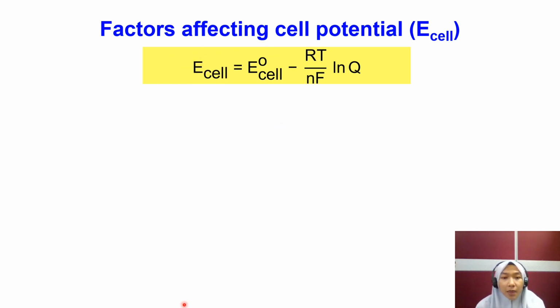Temperature. Everything that affects the temperature will affect the E cell. The number of moles, n, and also the Q. R and F will not be factors affecting the cell potential because they are constants.